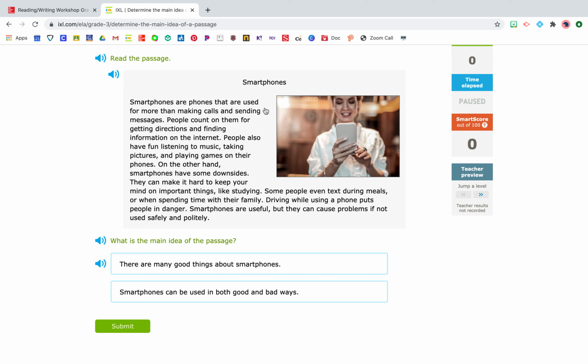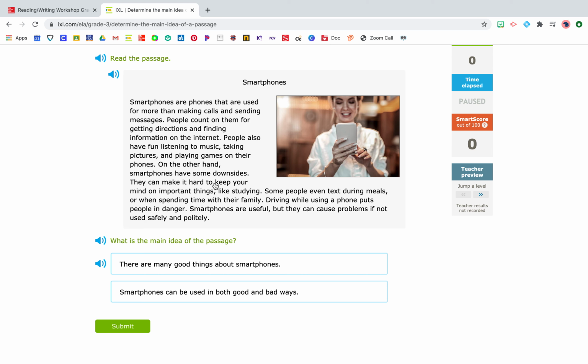Smartphones are phones that are used for making calls and sending messages. People count on them for getting directions and finding information on the internet. People also have fun listening to music, taking pictures, and playing games on their phones. On the other hand, smartphones have some downsides. Right? So we talked about all the positives, now here's some downsides.